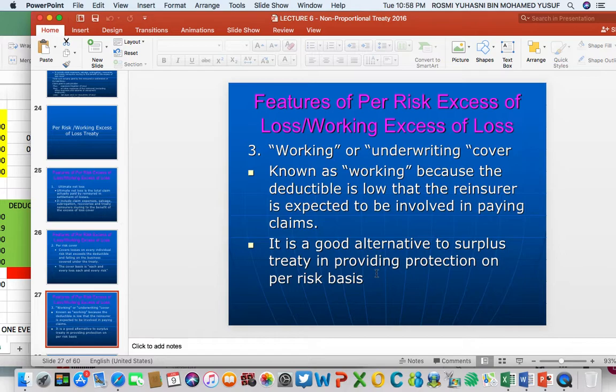They can retain the whole original premium, but the only drawback or disadvantage of using working excess is that it only involves the settlement of claims. There is no sharing of original risk.